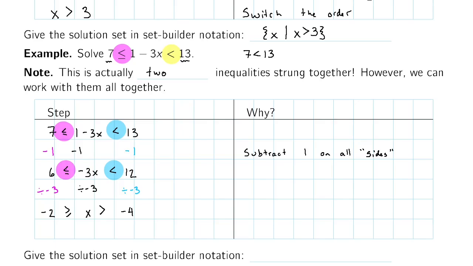What did we just do? We just divided by negative 3 on all sides. And note, before we divided and reversed the inequalities, 6 and 12, the ends had the appropriate relationship. After we divided and reversed the inequalities, the ends still have the appropriate relationship. So that's it. Negative 2 is greater than or equal to x is greater than negative 4.